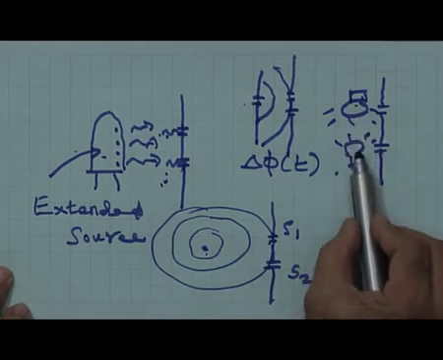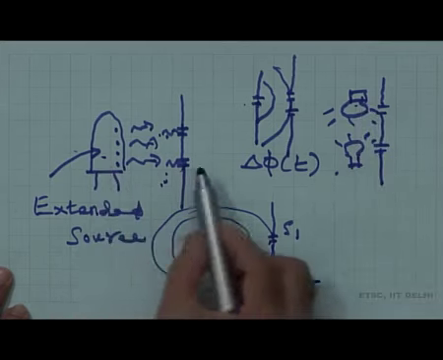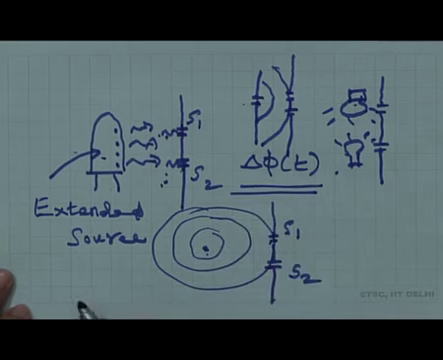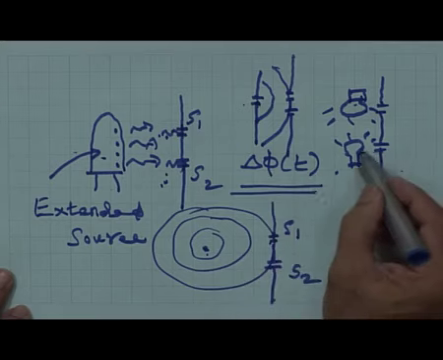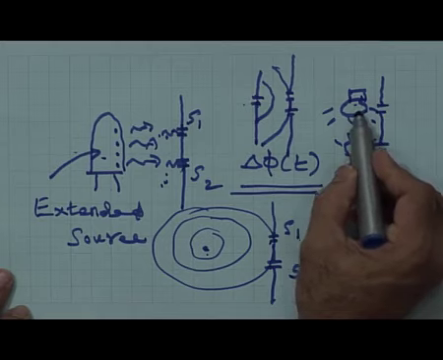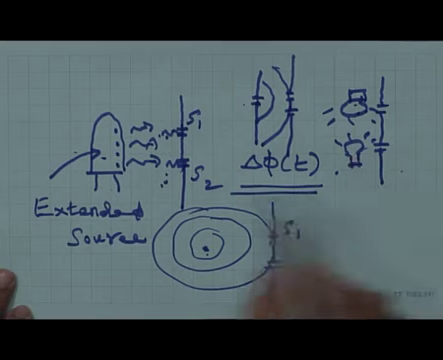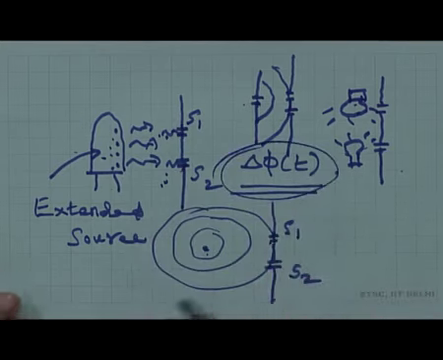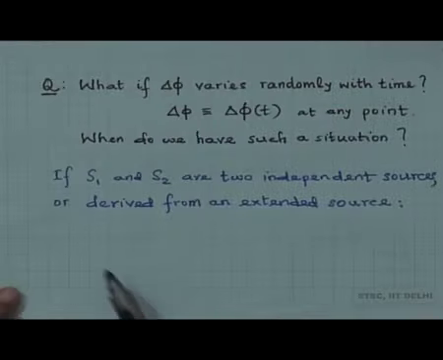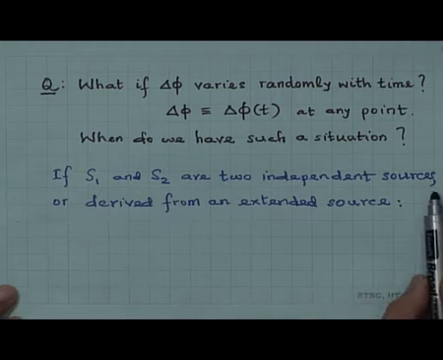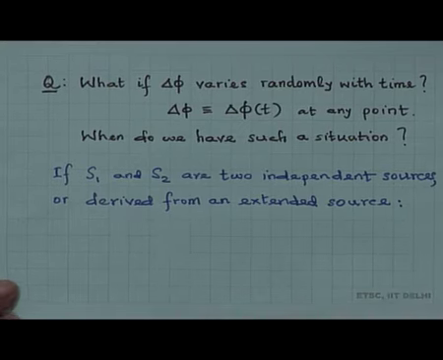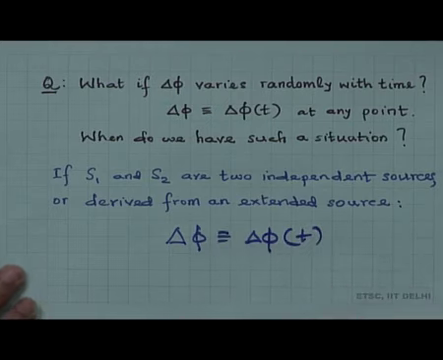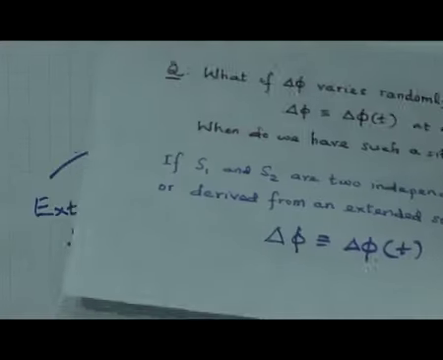If we have two independent sources, or an extended source from which S1 and S2 are derived, then delta phi will vary with time. At different times delta phi will vary, because the light which is emitted from here has no phase relationship with the light which is emitted by the other source. These are independent sources. If there is an extended source, different parts of the source independently give out light, and therefore there is no phase relationship and phase varies with time. So, that is what I have stated here, that if S1 and S2 are two independent sources or derived from an extended source, then delta phi will be equal to delta phi of t. It is a function of time, because there is no phase relationship between the two sources.